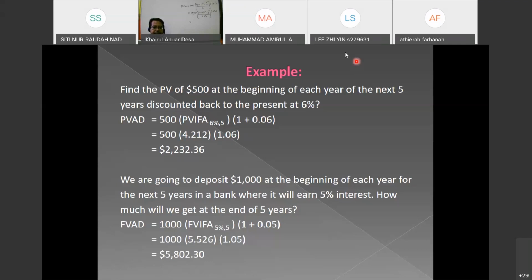Alright. This is from the first answer. The first answer is 5801.91, and the second one is 5802.3. Both answers acceptable. Perbezaannya hanya sedikit saja pada hujung di belakang tu.